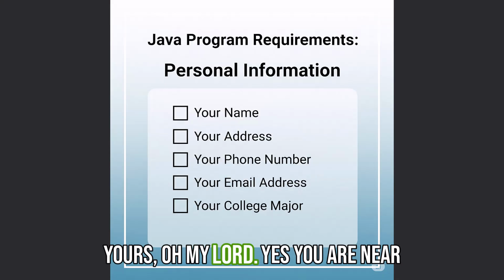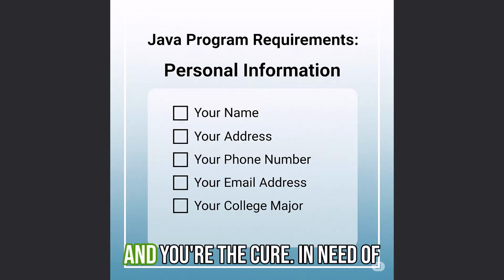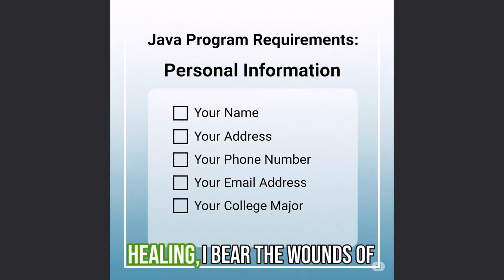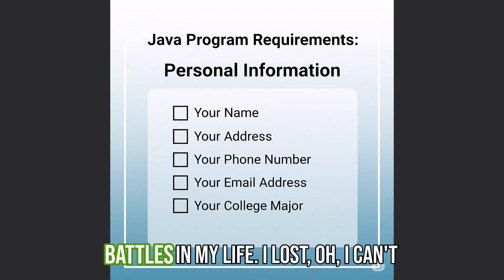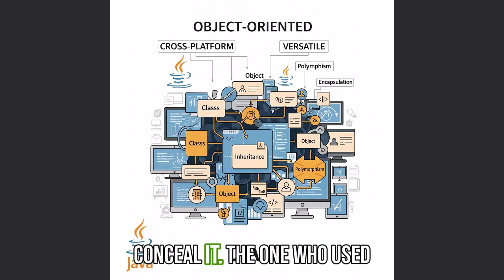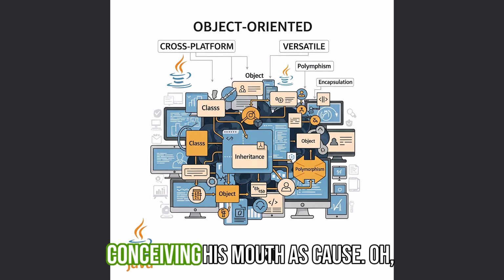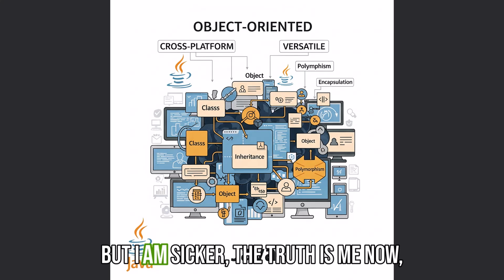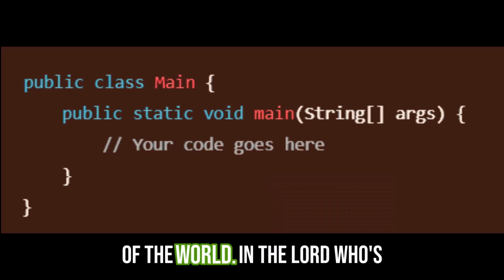Our first project is to create a Java program that displays personal information. So in this program, we will display your name, your address, your phone number, your email address, and your college major. Simple enough, right? But before we write code, let's understand a few key Java concepts. Java is a general-purpose object-oriented programming language used in mobile, desktop, and web apps. Every Java program is structured around classes, and execution begins from a special method called main. This is where your program starts.